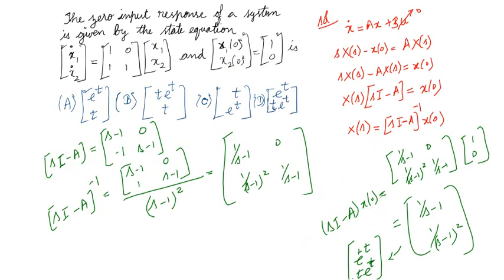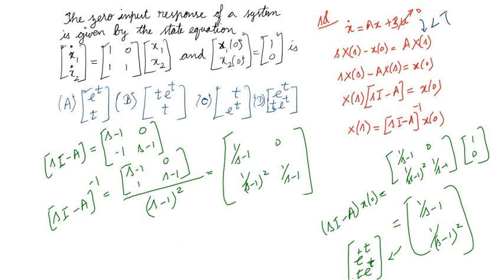In this problem, they are asking for the zero input response. Zero input response means, this is the state equation, x dot equals A x plus B u, and the input is 0. You can observe the derivation: the differentiation becomes s X(s) minus the initial condition. Zero input response means only the initial condition is present. For A x, it becomes A X(s). We are taking the Laplace transform.